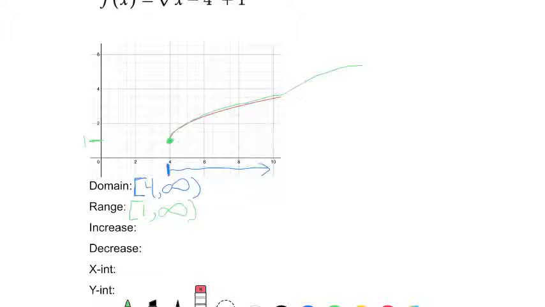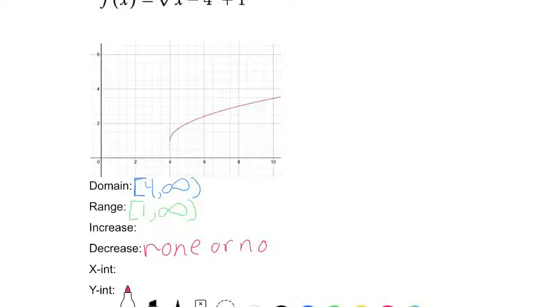So I'm going to erase what I wrote so I can get to the increase and decrease. Is there any place where this graph decreases? No. So we can put none, or no, or NA. Somehow tell me that it is not decreasing. Now increasing, it is increasing. The whole graph is increasing.